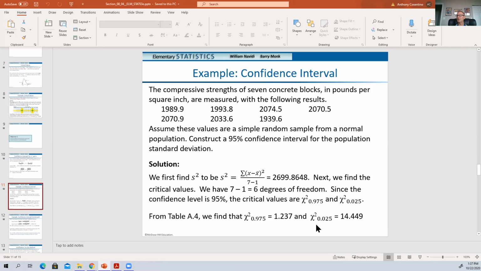So where did these two numbers come from? Well, we have a confidence level of 95%. So the high number is going to be 0.975, and then the low number for the area is going to be 0.025. And where did those numbers come from?